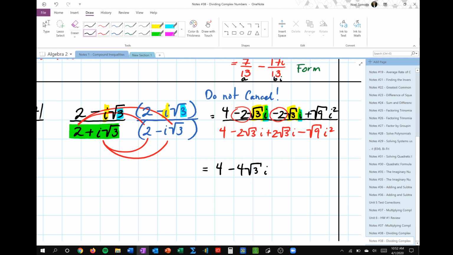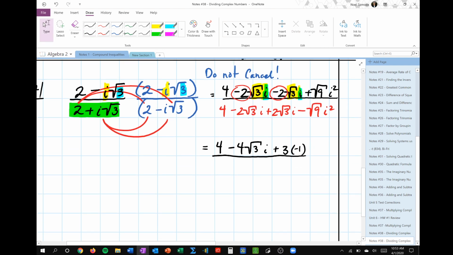Okay, now for the last part, you have plus root 9, that's a 3. And then i squared, that's just -1. Okay, and we'll clean that up in a bit. All right, denominator, okay. 4, bring that down. -2 square root of 3i plus 2 square root of 3i, okay?